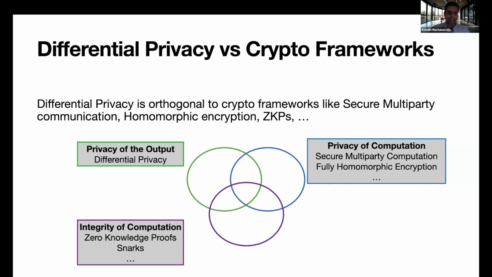In particular, differential privacy is orthogonal to crypto frameworks like secure multi-party computation, homomorphic encryption, and so on. One way I like to think about it is that when you think about a privacy-preserving process, differential privacy ensures the privacy of the output, making sure that the output doesn't leak a lot about the inputs. Whereas secure computation and fully homomorphic encryption ensure the privacy of the computation itself, ensuring that the computation doesn't leak information about the input. And things like zero knowledge proofs and SNARKs ensure the integrity of the computation if it runs on untrusted or malicious servers.